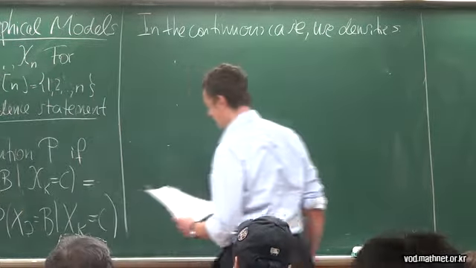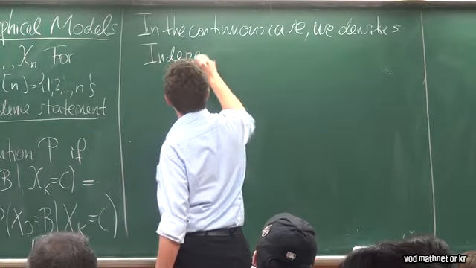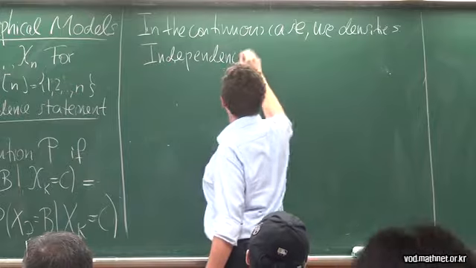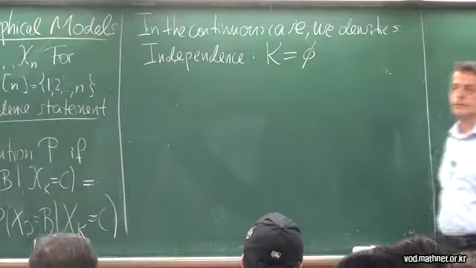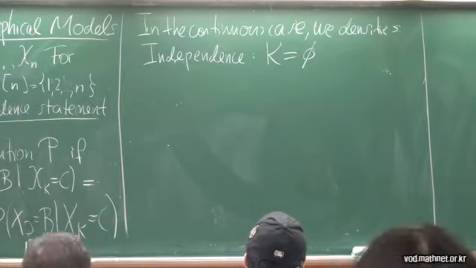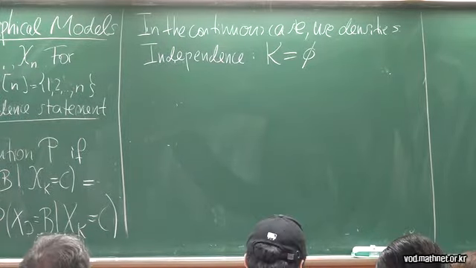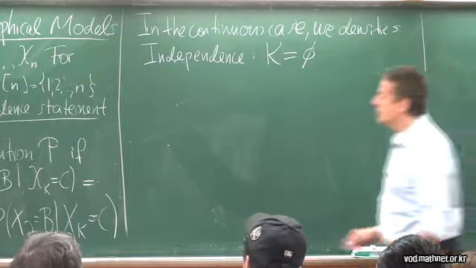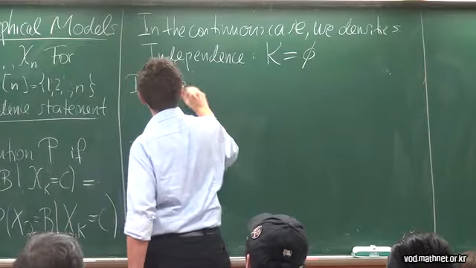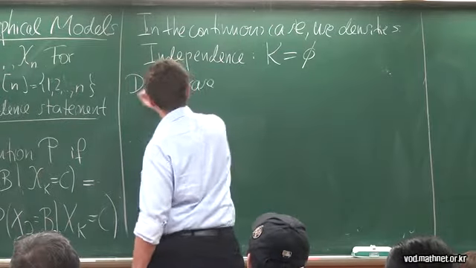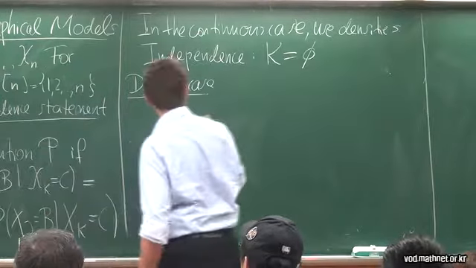So for the continuous case, this same equation holds, but for the density function rather than for the probability. Now, independence is a special case of conditional independence when K is the empty set. So something is independent of something else given nothing. Well, that's just independence, the familiar notion of independence. So let's go over the discrete case first.